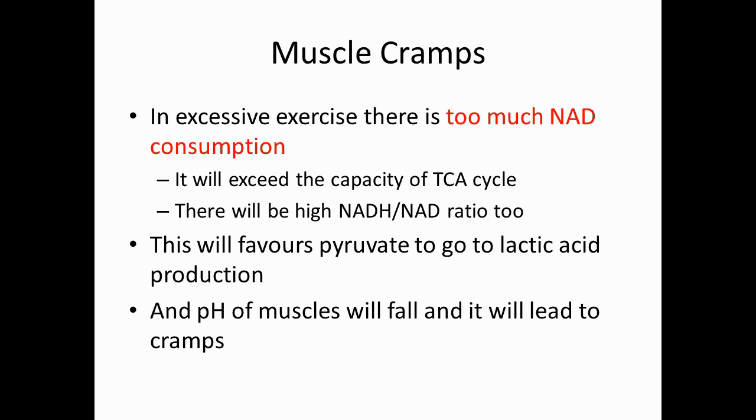So what are muscle cramps? In excessive exercise, there is too much NAD+ consumption because there will be lots of glycolysis happening in our cells. Because of that, it will exceed the capacity of the TCA cycle and there will be a high NADH-to-NAD+ ratio too. This will favor pyruvate going to lactic acid production, and because of that, the pH of the muscles will fall and it will lead to cramps.